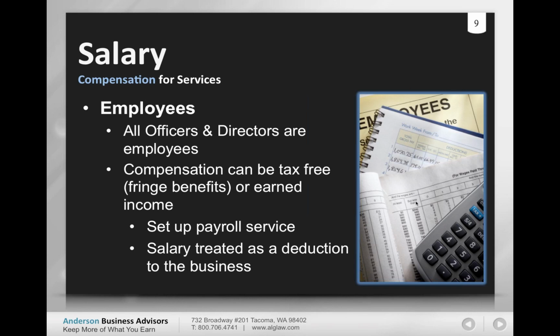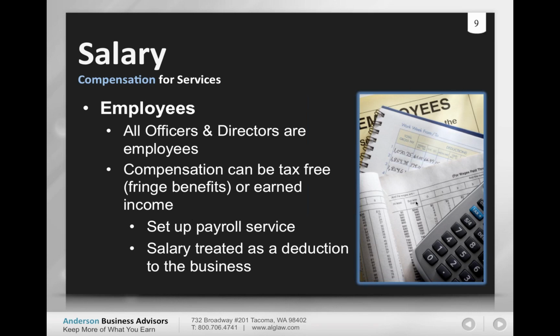Now, if in a given year we've maxed out our fringe benefits, we've maxed out our reimbursements, and we're just knocking it out of the park in regards to our business activity, and we still have money in that corporation, well, now becomes a time when we might want to start thinking about taking a salary out of the business. And again, as officers and directors, we are employees. So not only can we have tax-free compensation in regard to fringe benefits, but we also can have earned income.